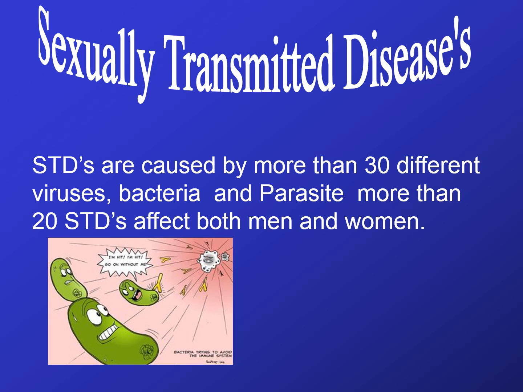Sexually transmitted diseases are caused by more than 30 different viruses, bacteria, and parasites. More than 20 sexually transmitted diseases can affect men and women around the world. So, sexually transmitted disease can be caused by viruses, bacteria, and parasites. But in this lecture, we will discuss the bacterial pathogens that are responsible for sexually transmitted disease.